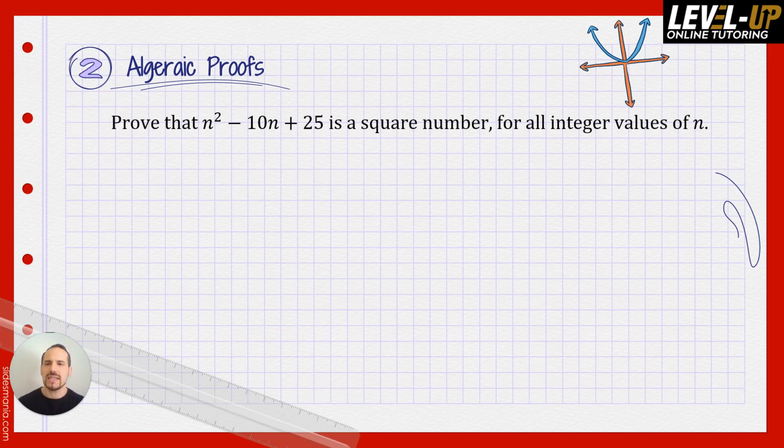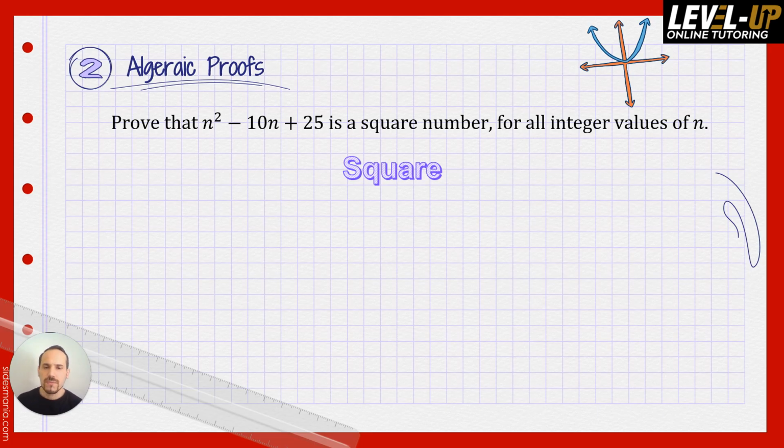So say if you got something like this, and we want to prove that this function of n is a square number for all integer values of n. So that's another key word to be aware of there, square. So what does square mean? So a square number means a number that can be written as some other number squared. So for example, 9 is 3 squared, so 9 is a square number, or 49 is 7 squared, or 100 is 10 squared. These are all square numbers.